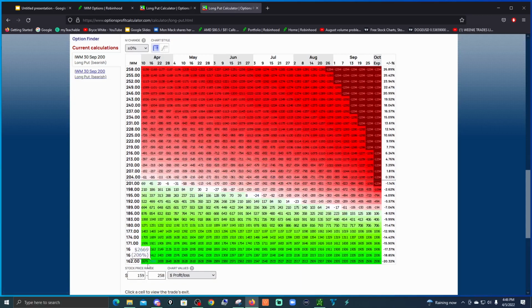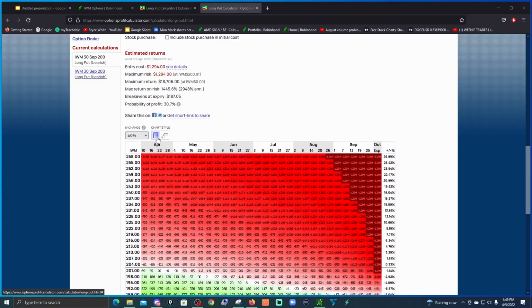And it shows, okay, this is the price of IWM on the left, and the green represents your profit. So as you can see, if the IWM drops right away, you can profit quite a bit on this put option. If it takes a long time to drop, though, you tend to give up quite a bit of gains as time moves on.